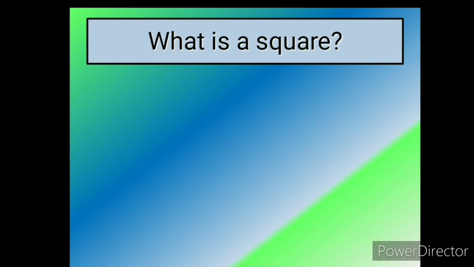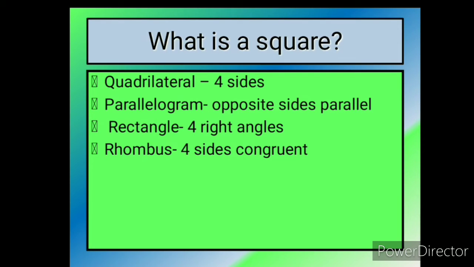What is a square? It is also a quadrilateral having four sides. It also belongs to the parallelogram family because opposite sides are parallel. And it is a type of rectangle also, because in a rectangle all four angles measure 90 degrees, right? So it has four right angles. Similarly a square also has four right angles. In a rhombus, four sides are congruent. So we can say a square is a rhombus, a square is a rectangle, a square is a parallelogram, a square is a quadrilateral.